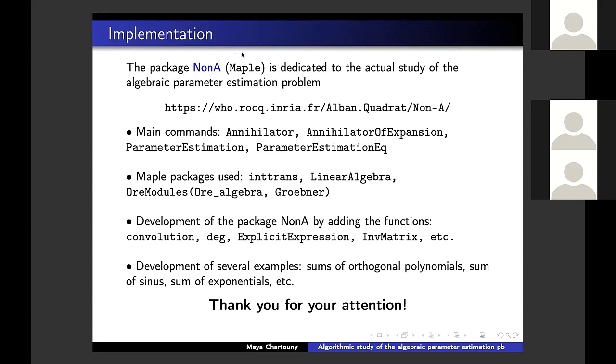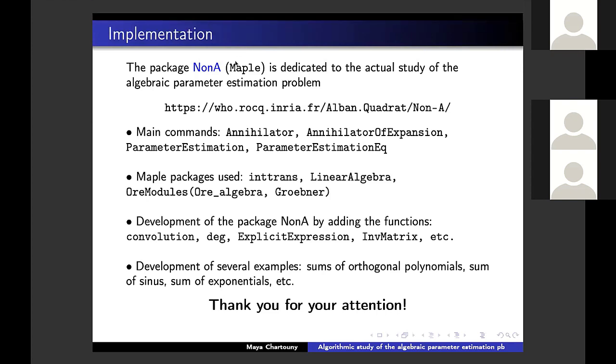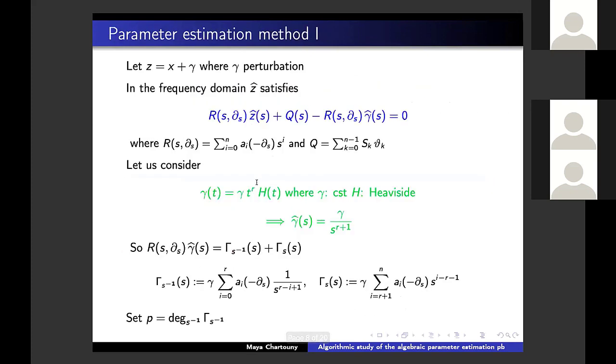Which classes of non-constant perturbations can be handled besides the gamma of t, that's constant gamma times t to the r times Heaviside of t? For now, we have studied this class of perturbation, which is the standard one. Yeah, and it's still under development for other classes of perturbation. I see. Thank you.